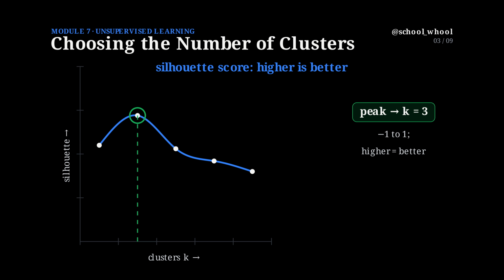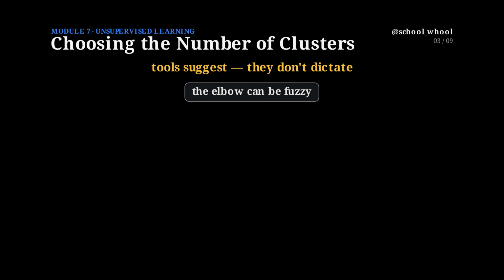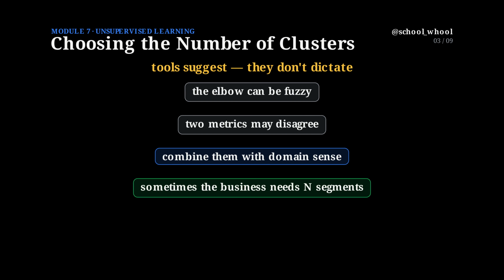One honest note, these tools suggest, they do not dictate. The elbow can be fuzzy, and 2 metrics may disagree. In practice you combine them with plain domain sense. Sometimes the business simply needs, say, 4 marketing segments, and that decides K for you.